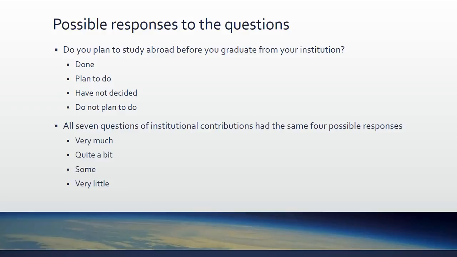Then all of the 7 questions of institutional contribution had the same 4 possible responses, which was that they believe that their institution either is very much promoting whatever the specific contribution, that they do it quite a bit, that they do it some, or that they actually do it very little, and therefore, as far as the student perceives, it's not a high priority for the institution.